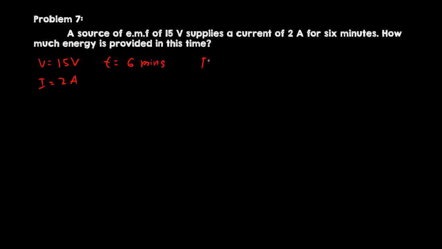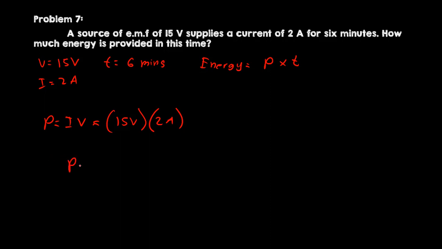Again, energy is equals to power multiplied by time. First, we need to find the power. And power is equals to I times V, or V times I, is equals to 15 volts and 2 amperes. And our power is equals to 30 watts. That is our power. But we are looking for the energy. And energy is, if our power is in watts, then time should be in seconds.